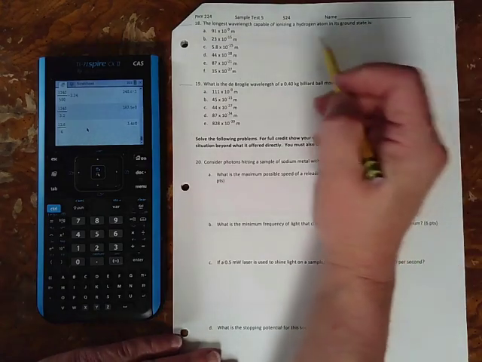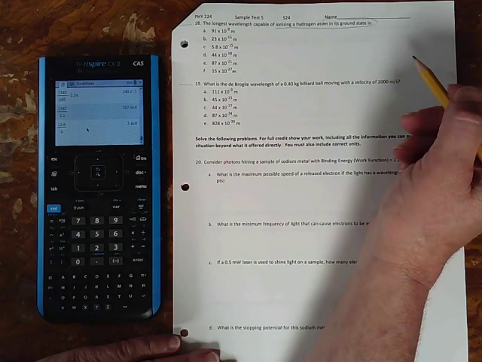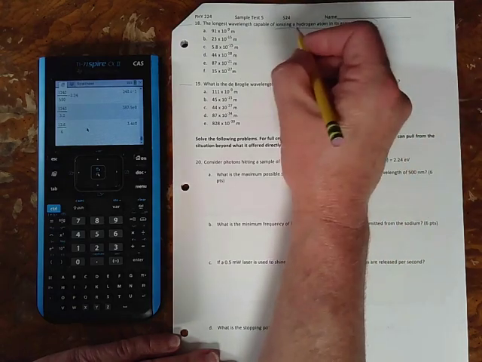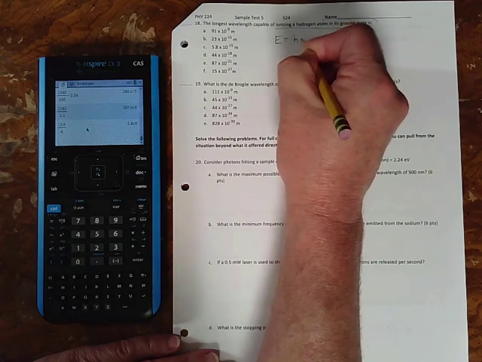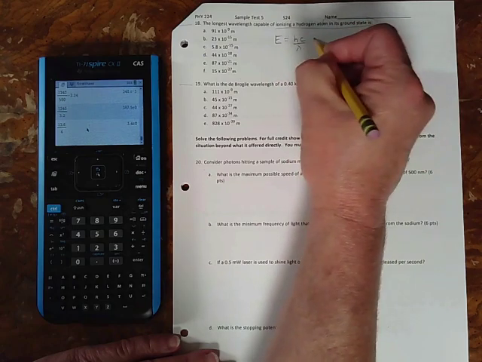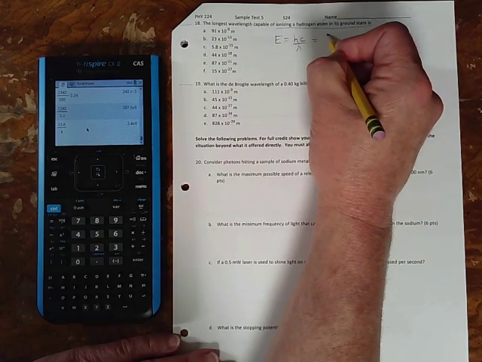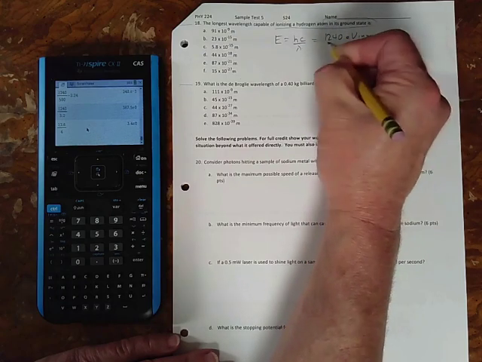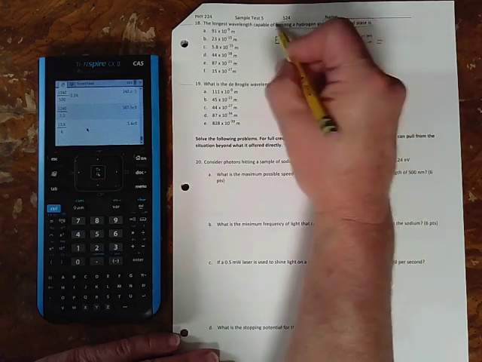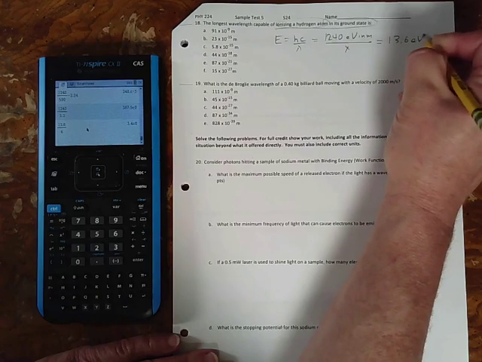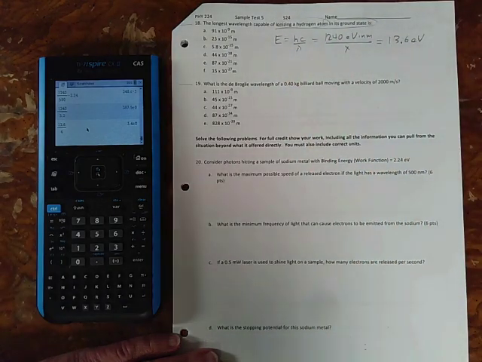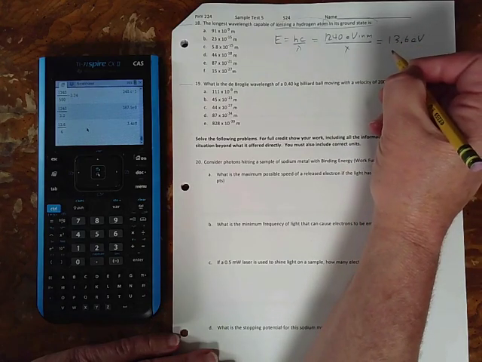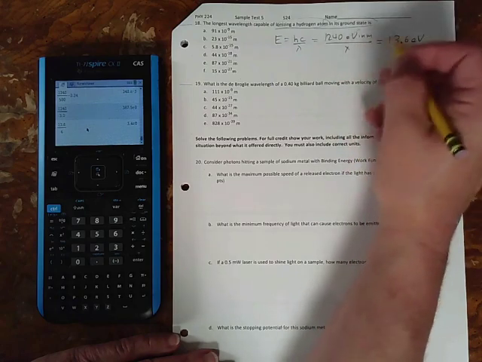18. What is the longest wavelength capable of ionizing hydrogen in its ground state? Longest wavelength capable. Alright, so we want E equals hc over lambda. We're talking about photons of energy. We can use 1240 eV times nanometers divided by lambda equals the energy needed, and that is 13.6 eV. Right? The photon has to give 13.6 eV so that the electron can be pulled all the way out of the hydrogen atom.